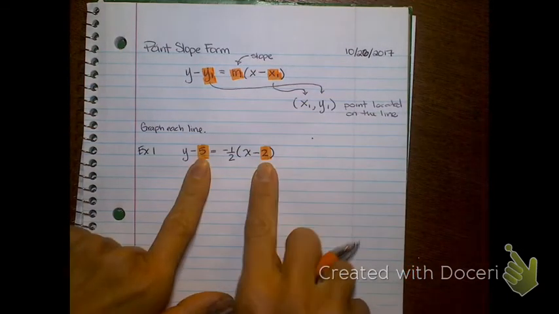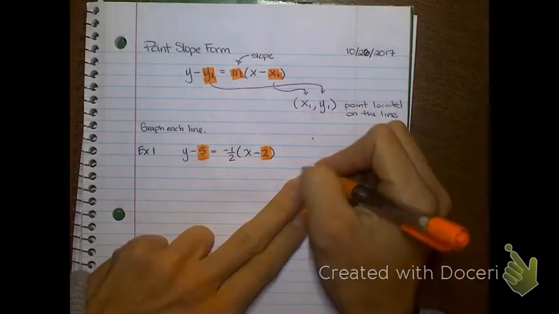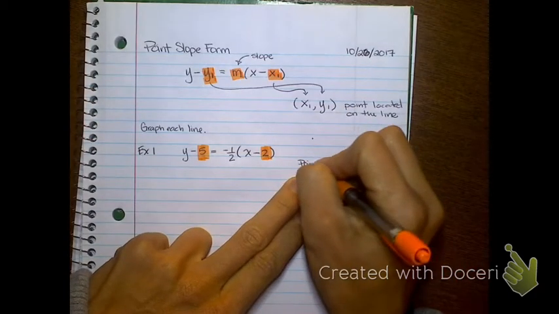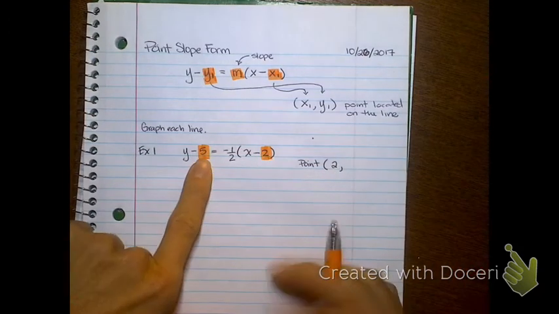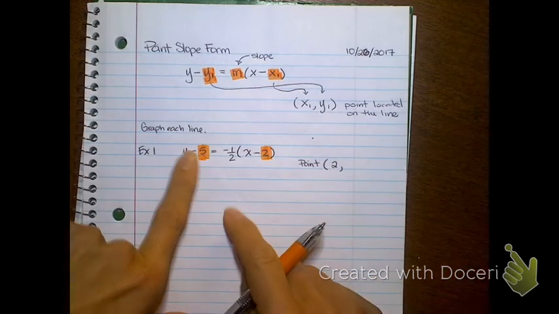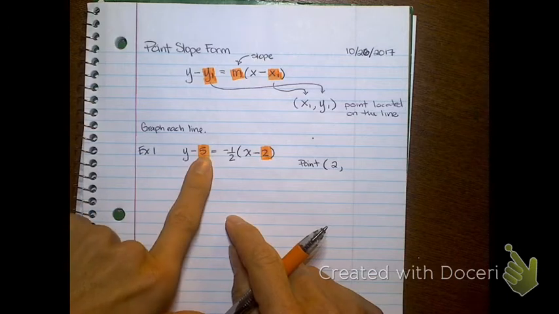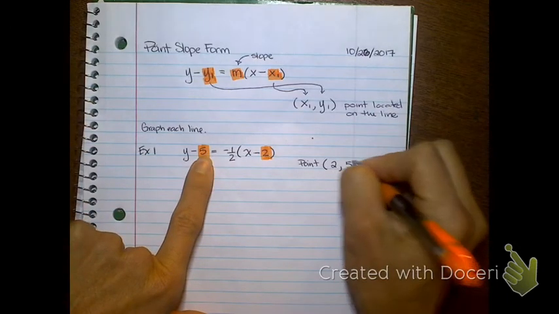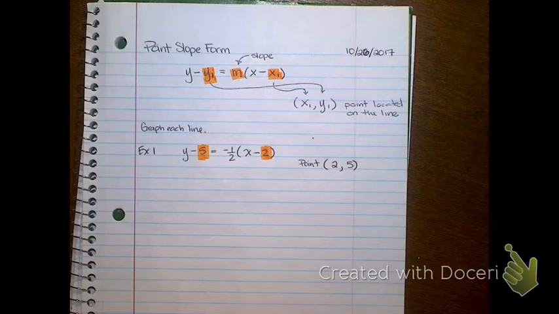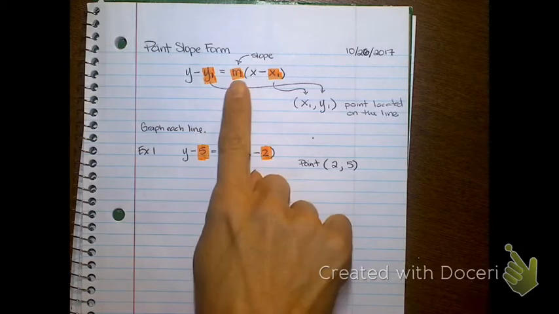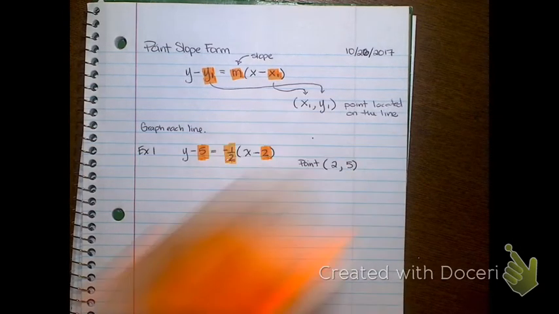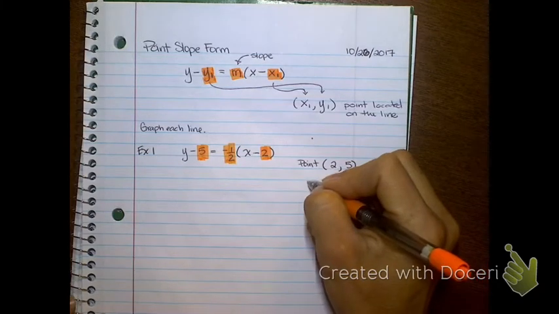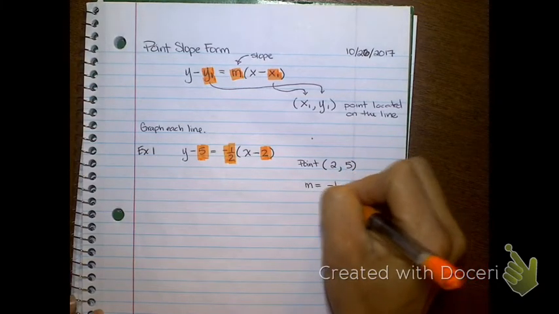So when I'm just looking at the numbers for my point, what is the x value of my point? What number is here? 2. What is the y value of my point? Now remember, don't include the subtraction sign, just look at the value. 5. Okay, so my point is 2, 5. Now what is my slope? Look at the position where the slope is. It's the number in front of the parentheses, so what is my slope here? Yeah, the slope is -1/2.